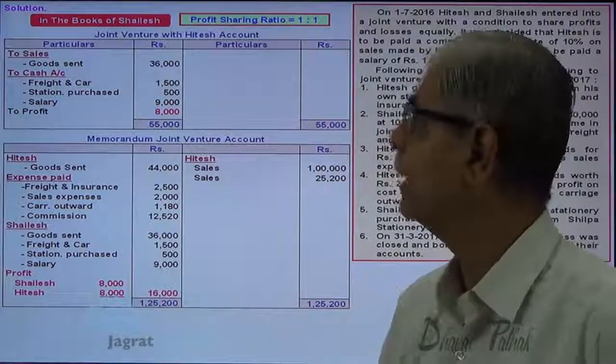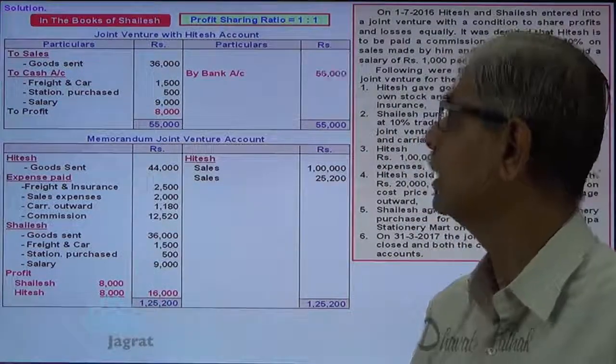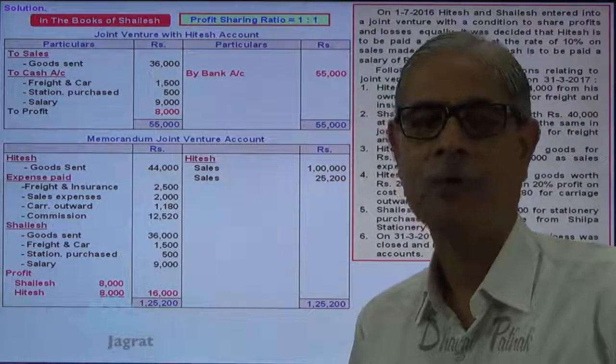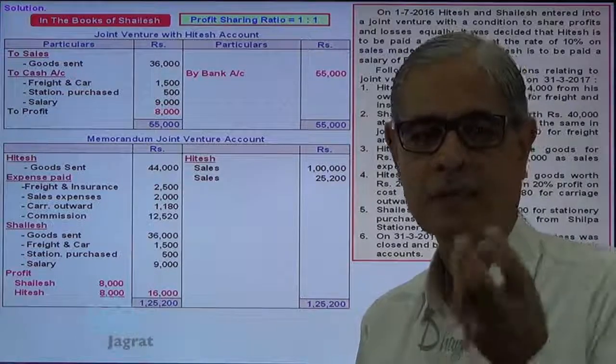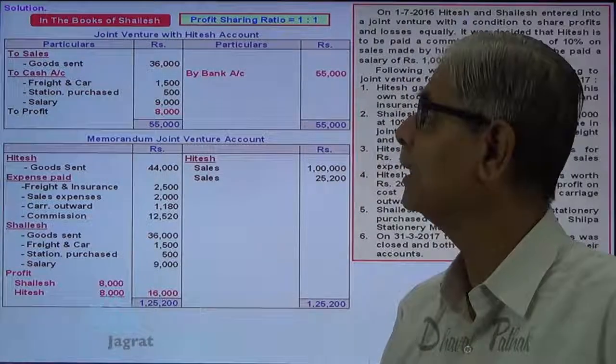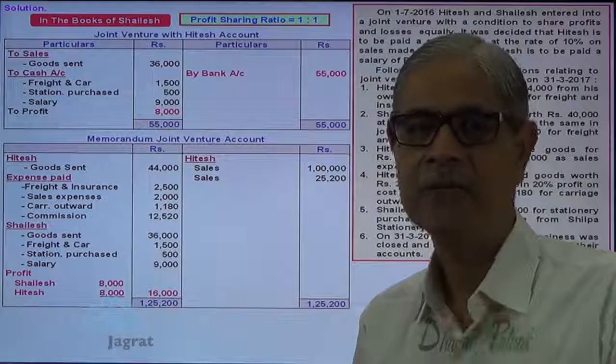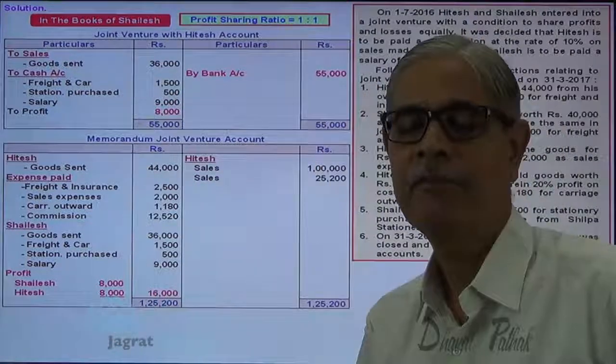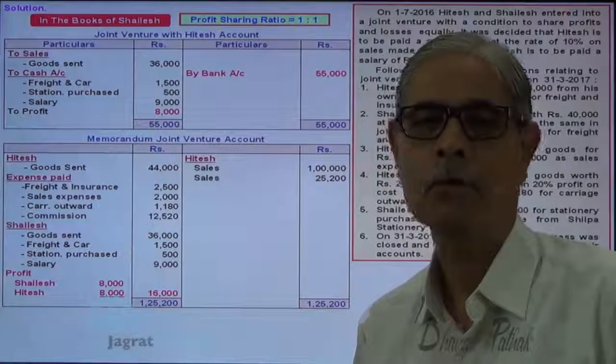So bank account debit to joint venture with Hitesh account credit. If you remember, we have already arrived at the amount of 55,000. That is the settlement amount when we recorded the transactions in the books of Hitesh. Same result you get when you record the transactions in the books of Shailesh.